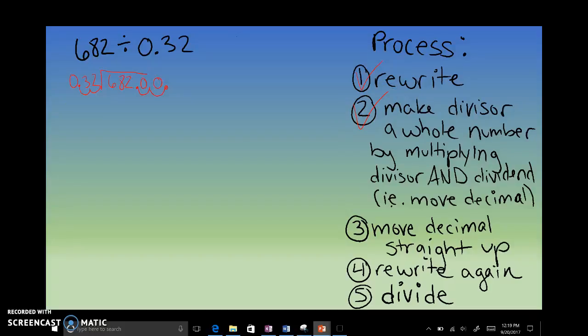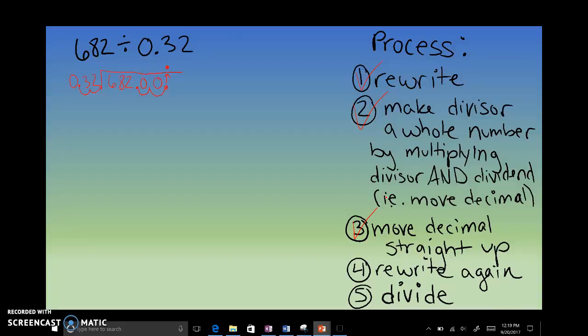And so now we want to make sure that we don't forget, we're going to move the decimal straight up right now so we know where it's going to go in our answer. So our new location for our decimal is right there. We're going to move it up. So in our answer, it'll be right there.